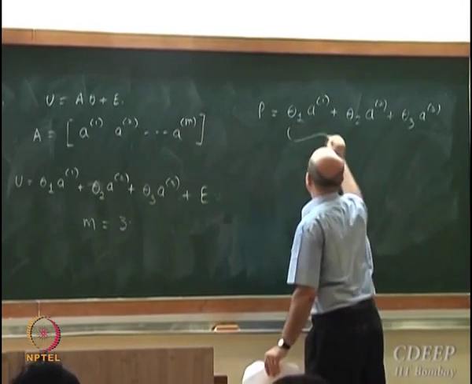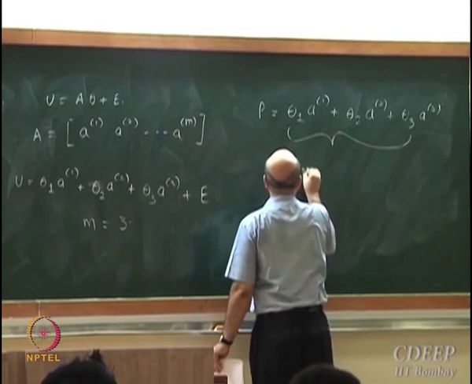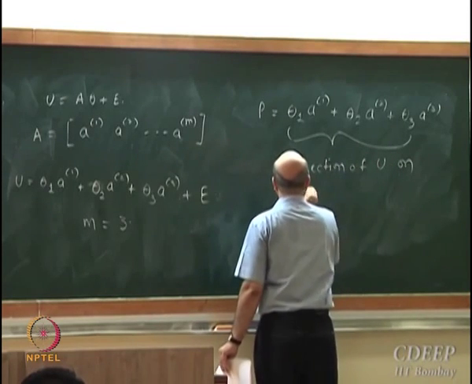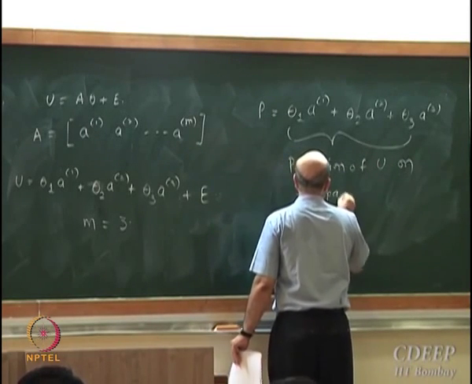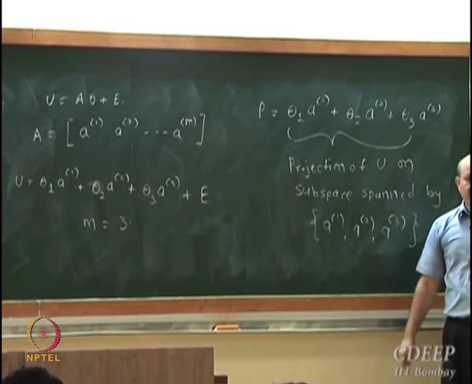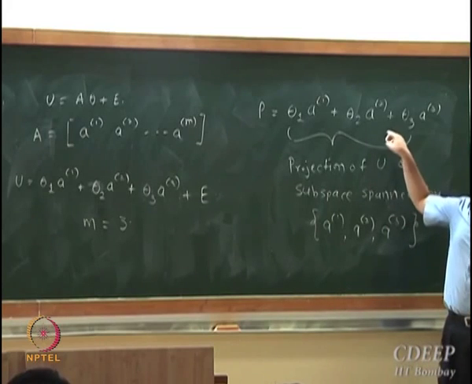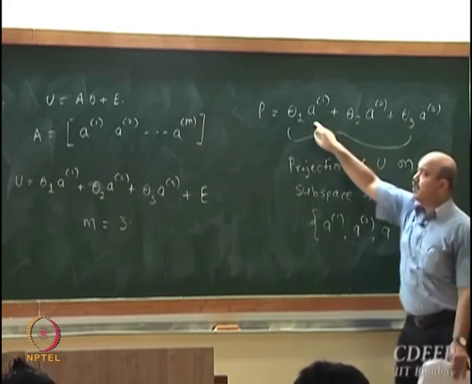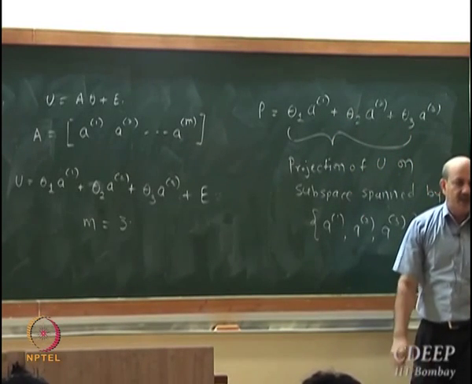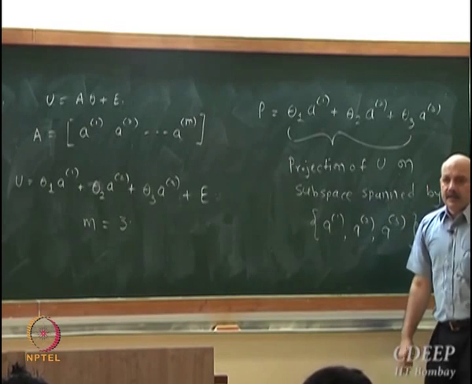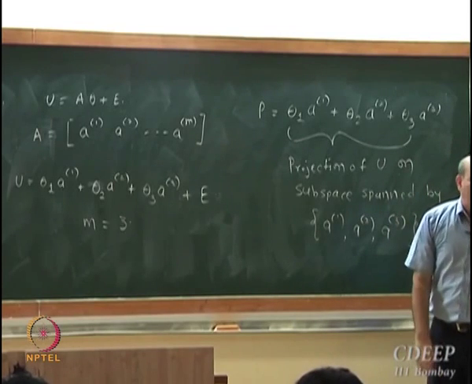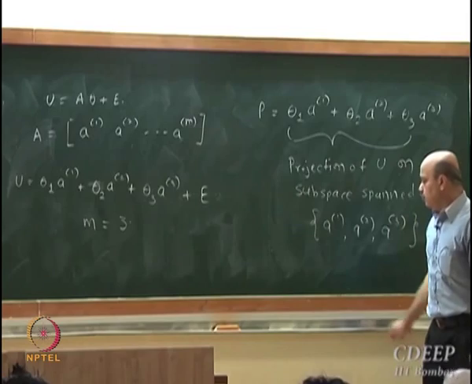This is the projection of U on... see, it's a linear combination of A1, A2, A3. So this P vector has to lie in the subspace spanned by A1, A2, A3. Right? It has to lie in the subspace spanned by A1, A2, A3. So this is a projection. I'm going to call this the projection of U onto the subspace spanned by A1, A2, A3.